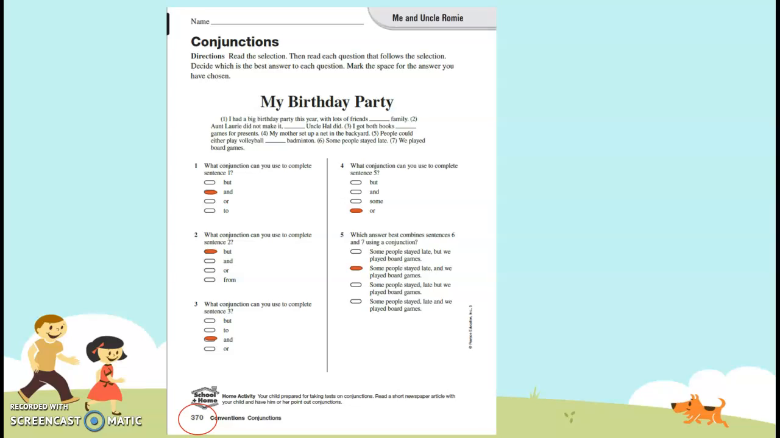Very good. Continue working every page in your language book, okay? In your language books, both grammar and writing and readers and writers.